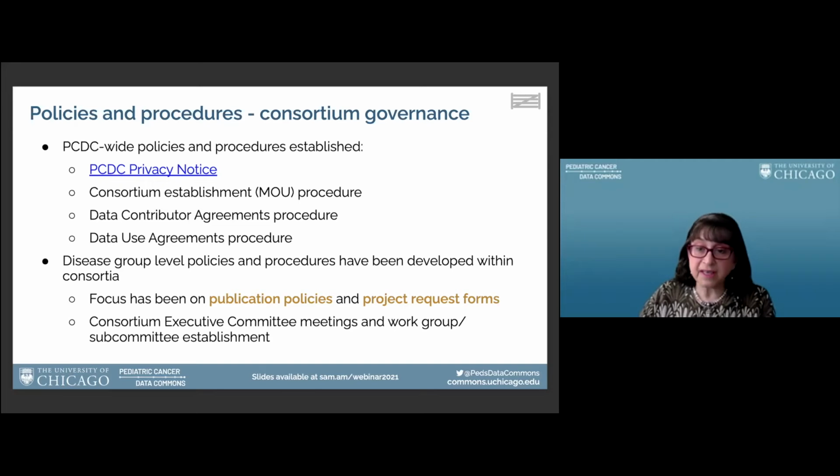Focused attention is given to the publication policies and project request forms, which detail the project request review process and authorship guidelines. Simultaneously, the executive committees establish the cadence for their meetings and determine the work groups or subcommittees that are needed. These areas, projects, and work groups are key to advancing the scientific mission of the consortium.